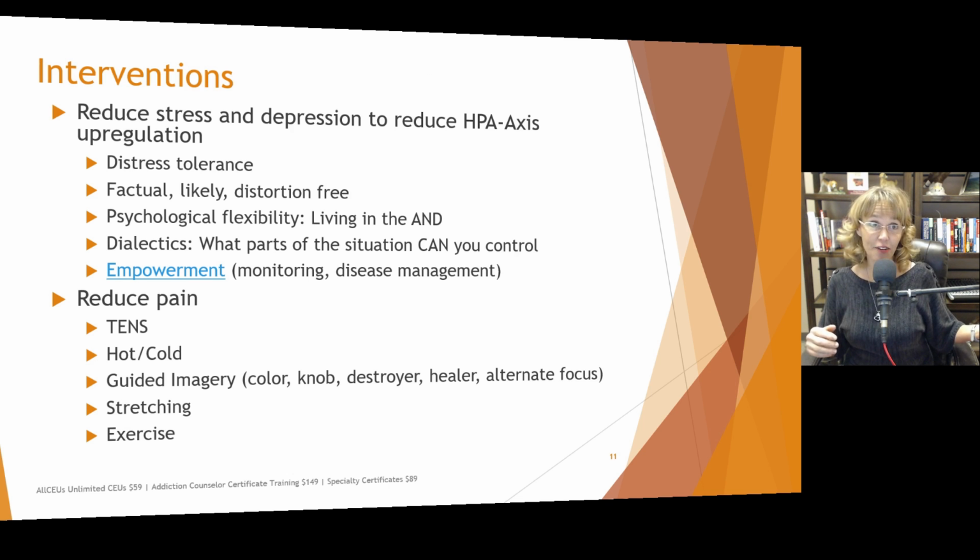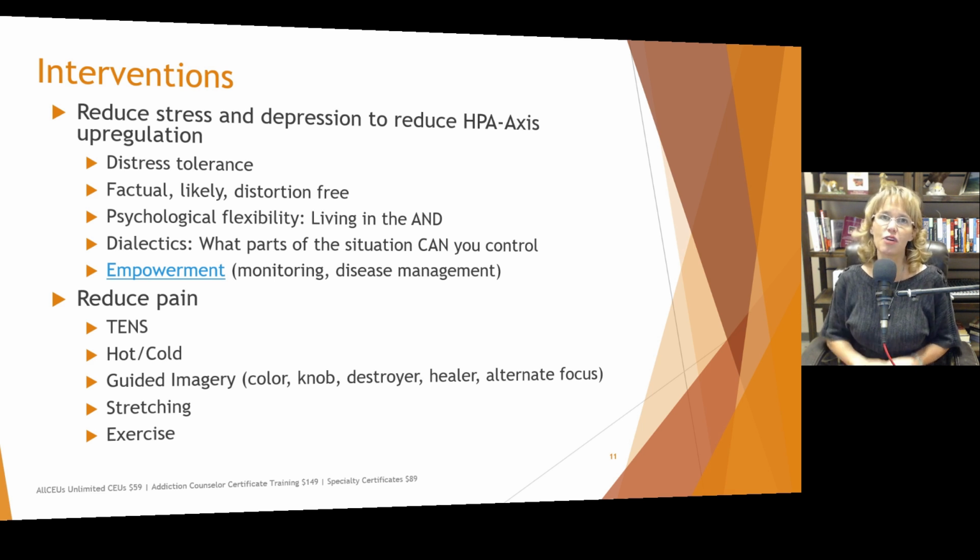Interventions. You thought we'd never get here, huh? Reduce stress and depression to reduce HPA axis upregulation. And some of those things that we can do include just very basic cognitive behavioral stuff. Teach distress tolerance skills. In today's environment, there are a lot of things that we cannot change.